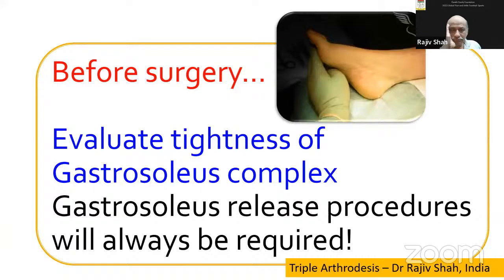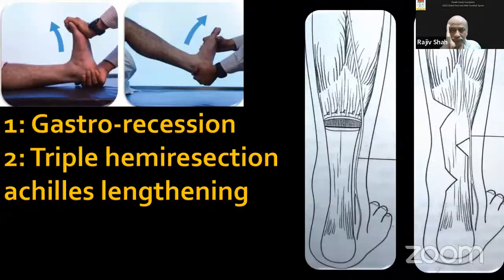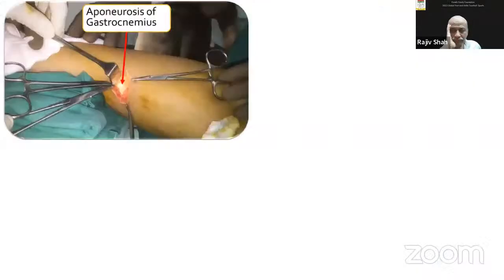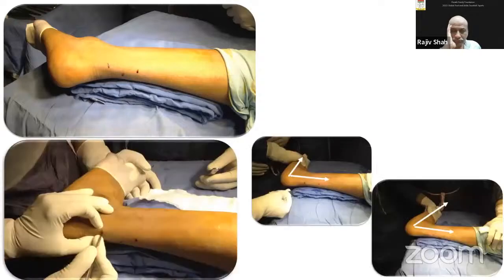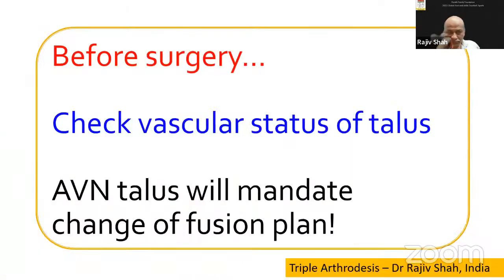Evaluation of tightness of gastrocnemius is very important. This is done by Silfverskiöld test. And if the gastrocnemius is tight, you need to do release of the aponeurosis of gastrocnemius. And if tendo Achilles is tight, then percutaneous triple hemisection tendo Achilles lengthening can be done.